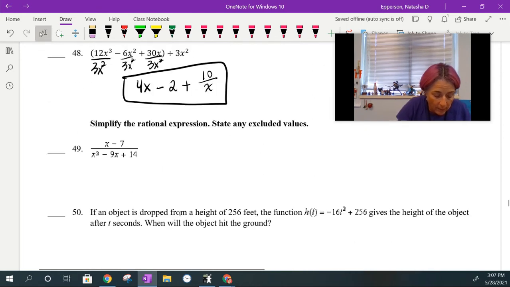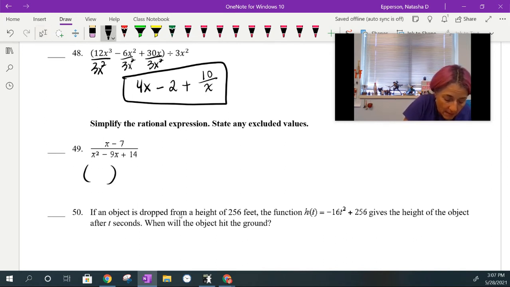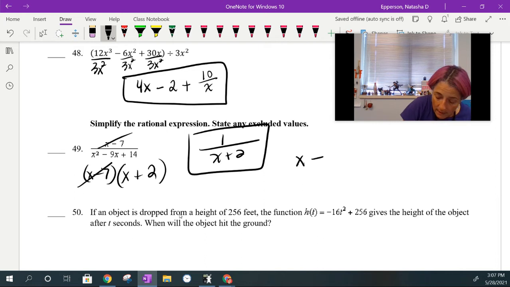Number 49, we're going to simplify. All we need to do is factor the bottom. I know one of my factors is going to be 7, and we're going to have a minus and a plus. I'm betting it's probably going to be x minus 7. 7 times 2 gives me 14, 7 minus 2 gives me 5. So that's negative 7 and positive 2. So the 7s are going to cancel out, and you're left with 1 over x plus 2, where x cannot equal 0 or negative 2.